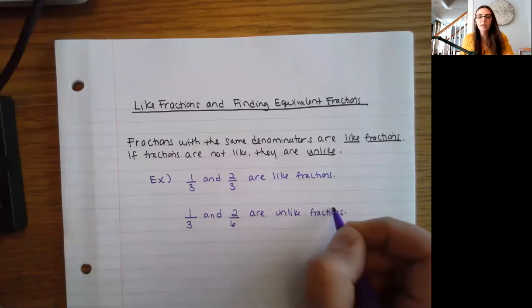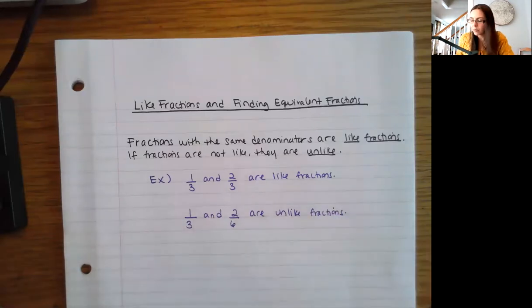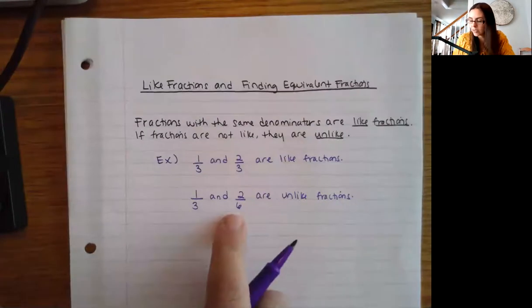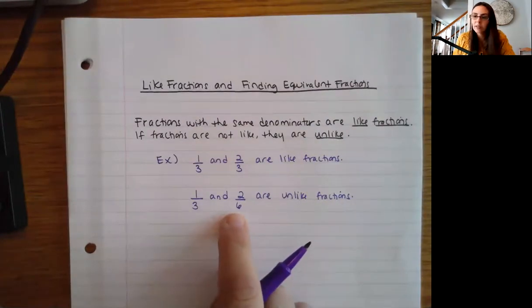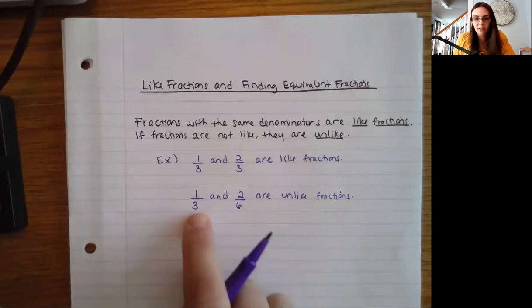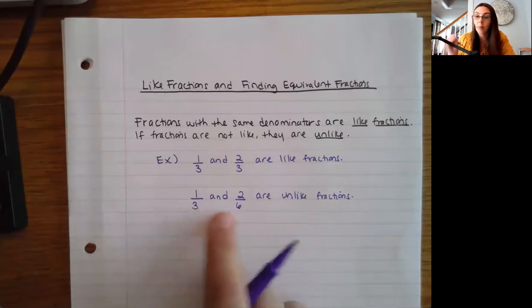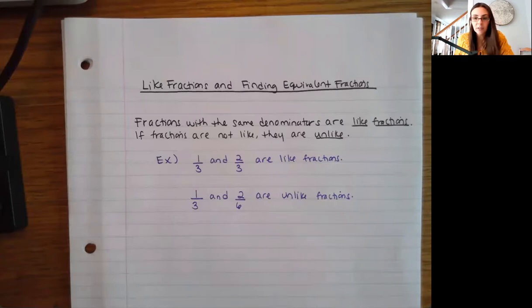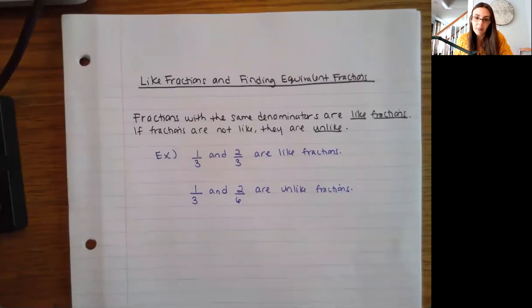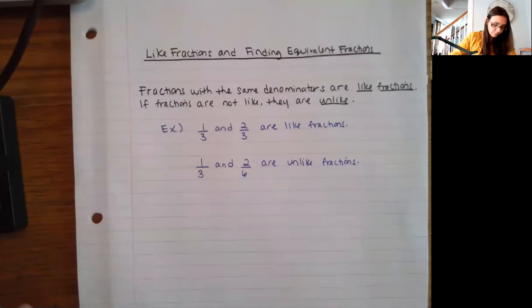Okay. So it has nothing to do with the value of the fraction. If you actually reduce or simplify 2/6, you will get 1/3. So it doesn't have to do with the value because these are actually the same equivalent fractions. It just has to do with the denominator. So if the denominators are different, they are unlike, and if they are the same, then they are like fractions.